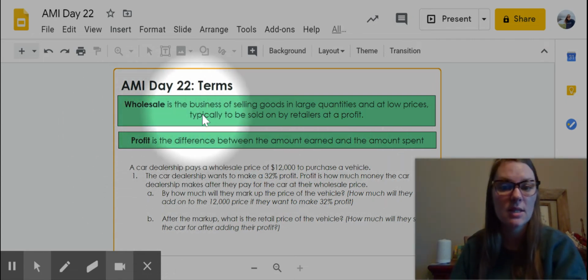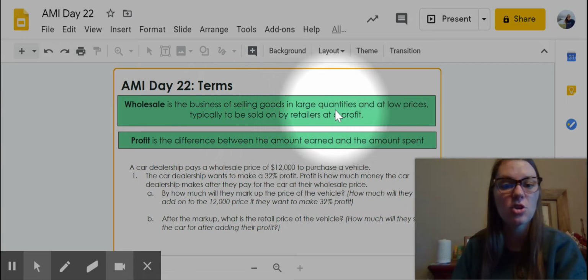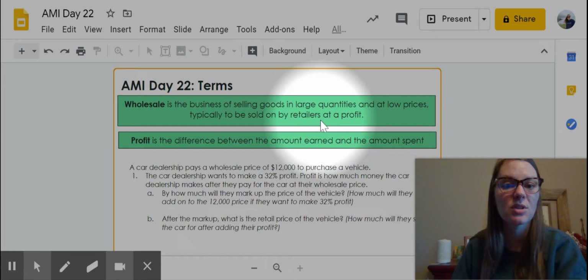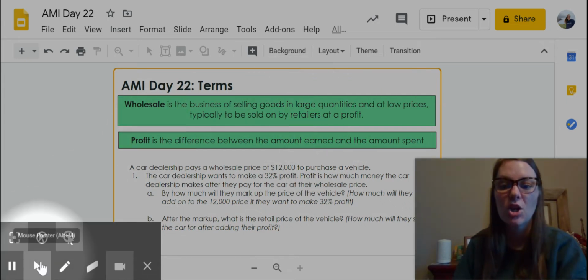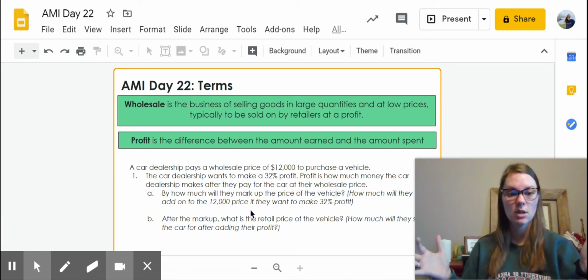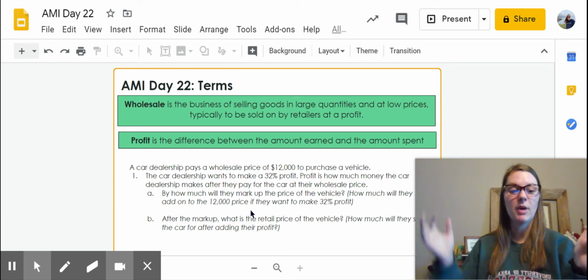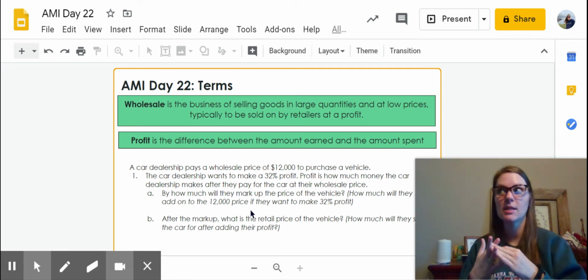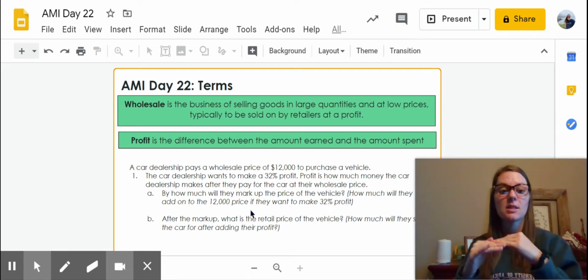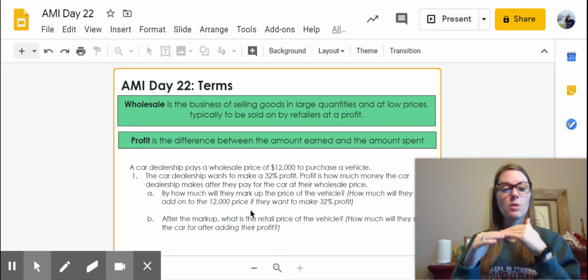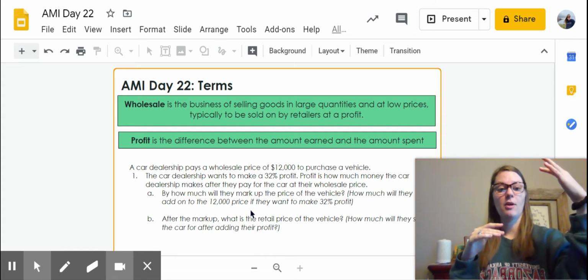Well, wholesale is the business of selling goods in large quantities and at low prices, typically to be sold by retailers at a profit. So, car dealerships, such as the Ford car dealership, buy trucks, cars, and SUVs, and they get those at a wholesale price. That's a price less than what they're actually going to sell the car for. Then they want to sell the car for more than they bought it so they can make a profit.